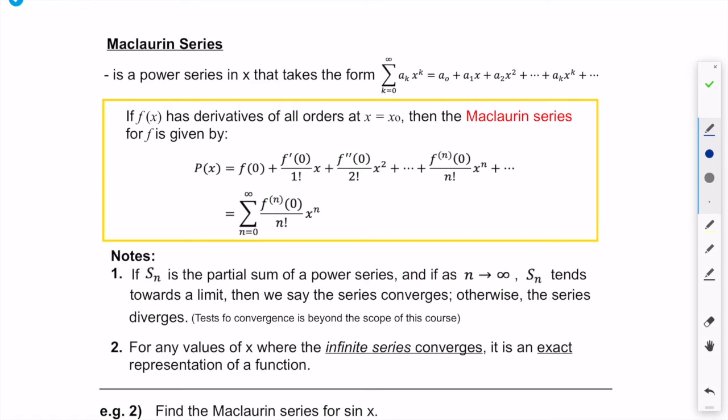In this course, when we deal with Maclaurin series, we will assume that as n approaches infinity, the sum of these n terms will tend toward a limit. In other words, the series converges. Okay? And any test for convergence is beyond the scope of this course. You will worry about that in your university studies. And we say that for any values of x where the infinite series converges, it gives you the exact representation of a function. Okay?